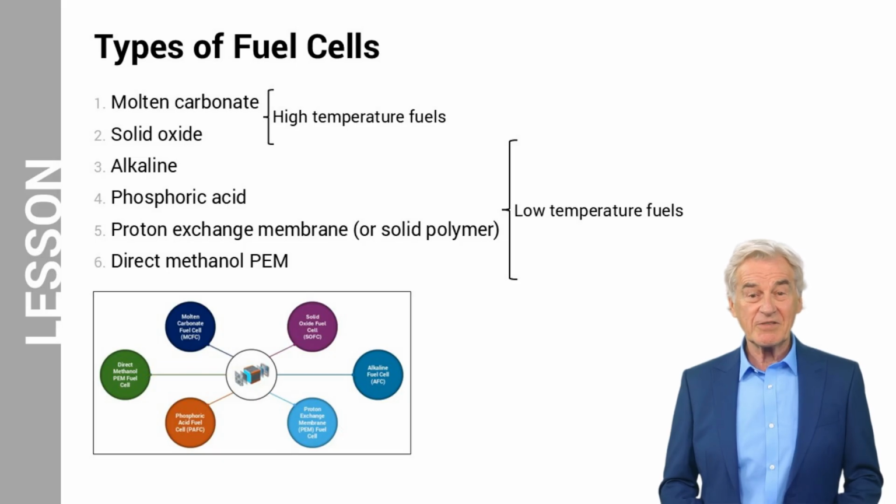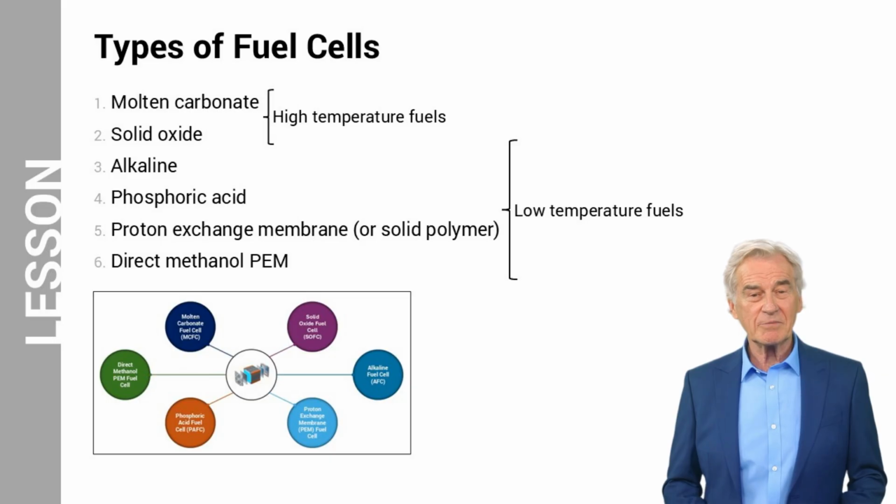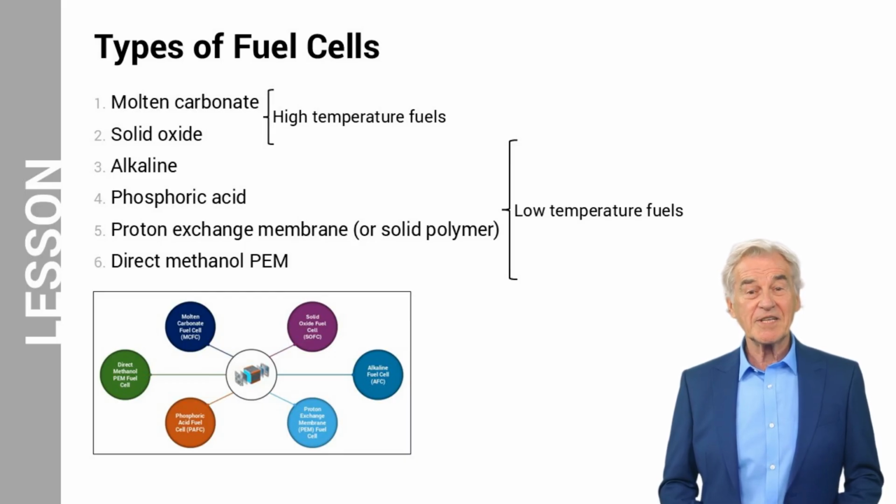The different types of fuel cells, categorized by their specific electrolyte materials and operating temperatures, are molten carbonate, solid oxide, alkaline, phosphoric acid, proton exchange membrane, or solid polymer, or PEM, and direct methanol. The high-temperature fuel cells are molten carbonate and solid oxide, and the low-temperature fuel cells are alkaline, phosphoric acid, proton exchange membrane, and direct methanol, PEM.